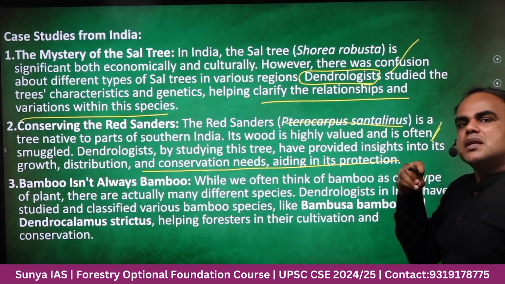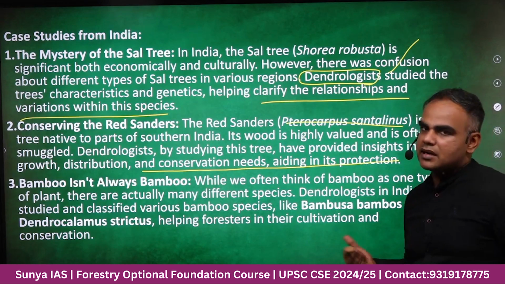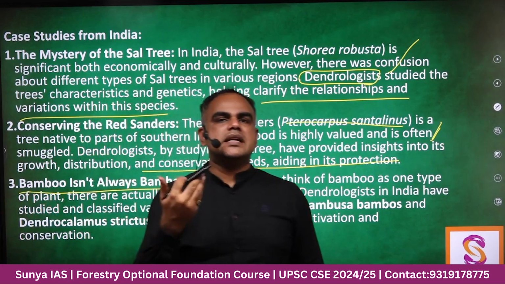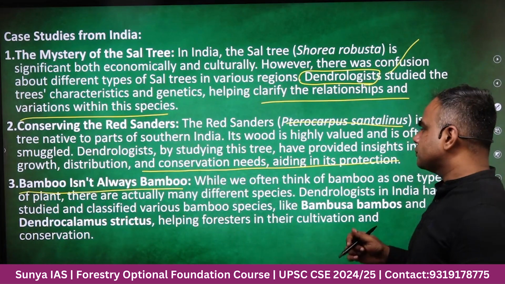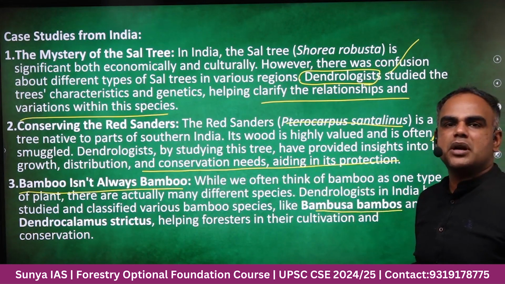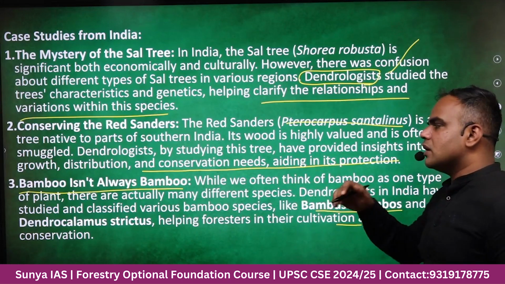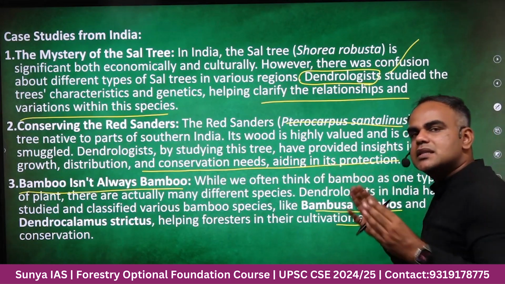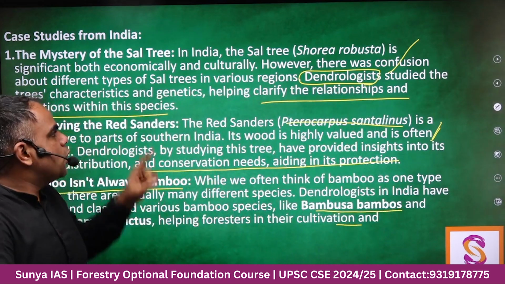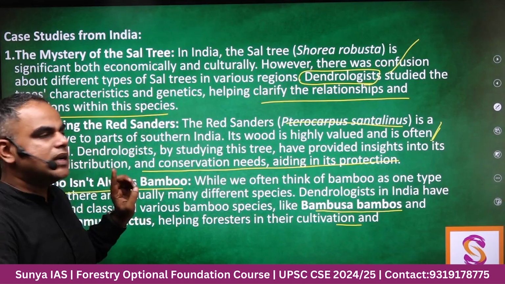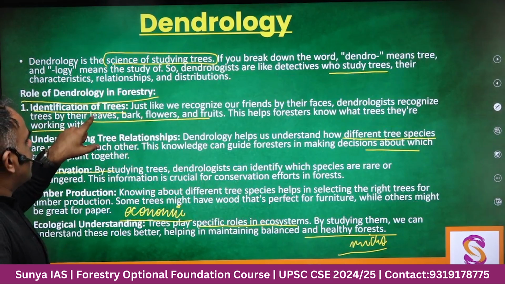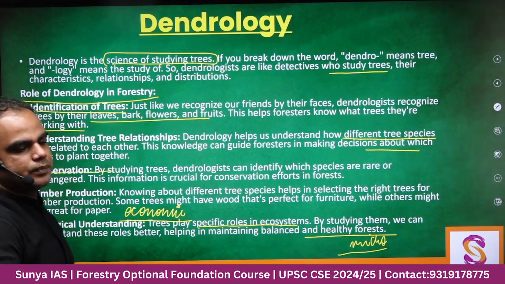Then, if you want to conserve a species, in this case we've seen the example of red sanders, that is also very important. And lastly, bamboo. By the way, I'll do bamboo in a lot of detail when I discuss non-timber forest products. But still, you have bamboos, you have Dendrocalamus strictus, etc., different varieties. So what is the difference between the different bamboo varieties? How is one to be cultivated, and so on and so forth? Dendrology overall helps you in understanding all of this. Fine. So we have seen 3 examples, and just the basics of what dendrology is and what the role of dendrology is in forestry.